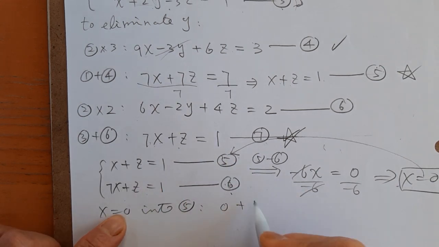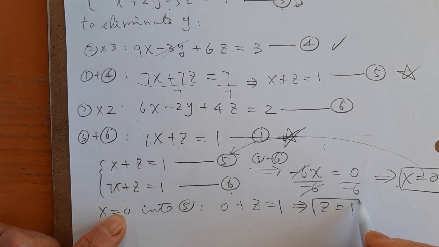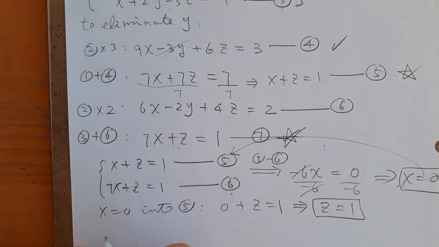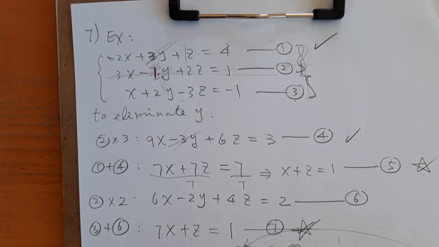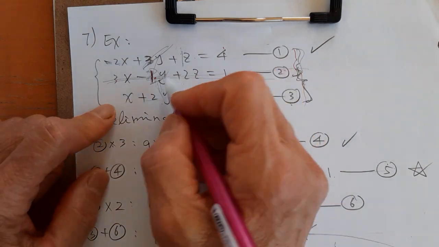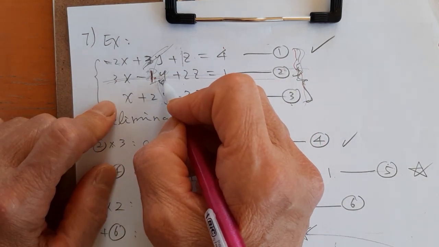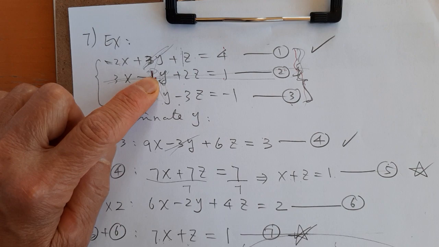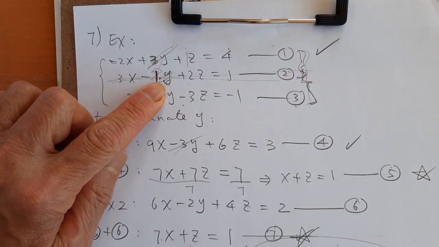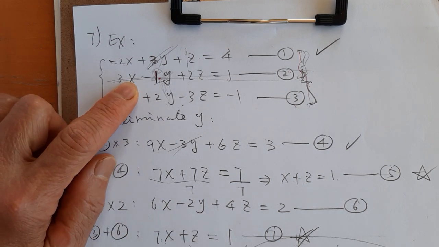X is 0 plus z equal 1. 0 added z is z equal 1. Then you got z equal 1. So you have x equals 0 and z equal 1, and you can plug into the original equations 1, 2, 3 to get y. Since there is only 1y here in the second equation, it is better to put it in the second equation to get y.